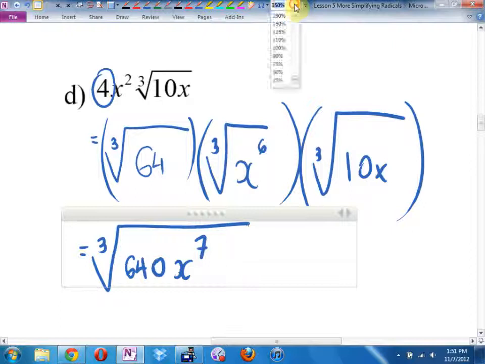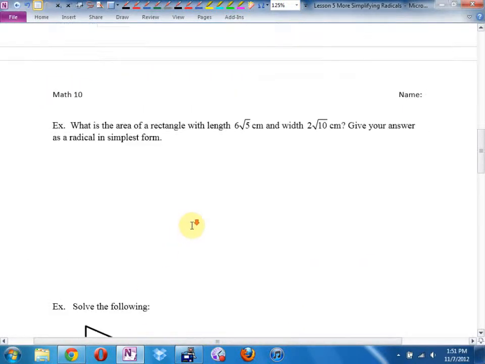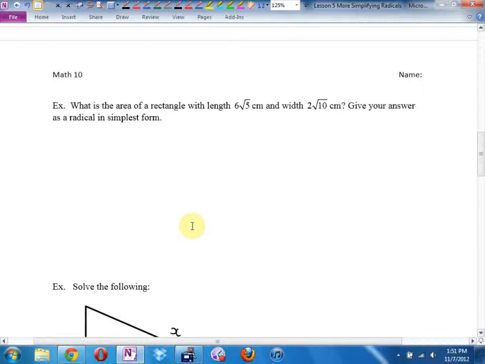Not so bad. Now turn the page. What kind of application questions can they give you? Do you have a question that says, what is the area of a rectangle with length blah, blah, blah? Yes? Hey, let's try it. It says, what is the area of a rectangle with length 6 root 5 centimeters and width 2 root 10 centimeters? Give your answer as a radical in simplest form, which means, Greg, don't use your calculator.